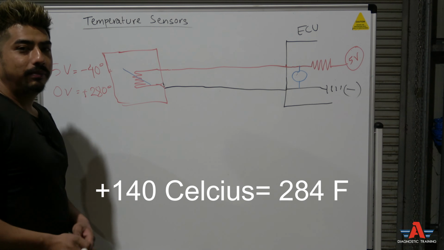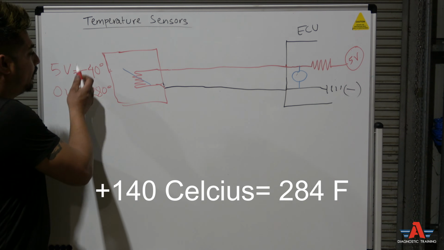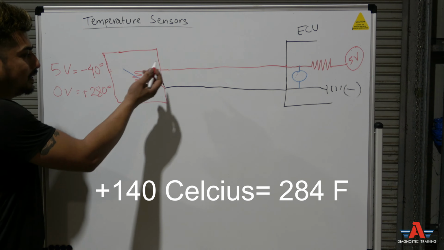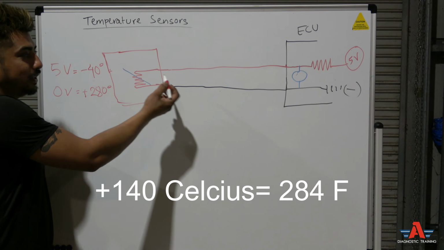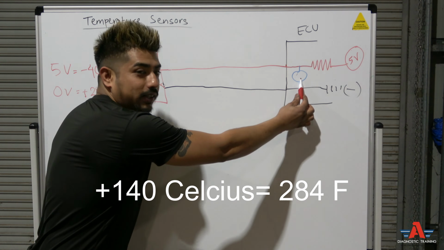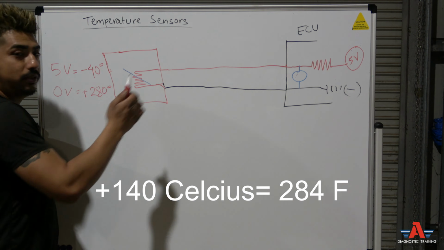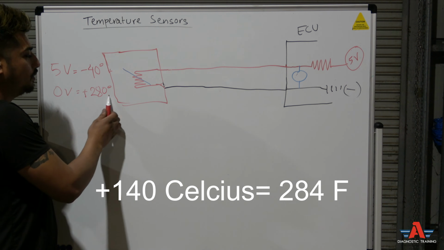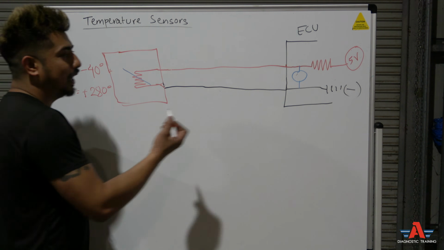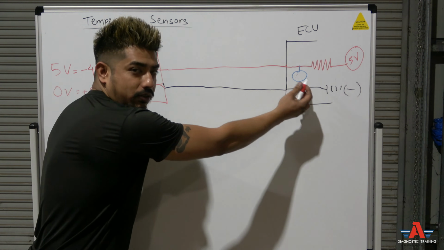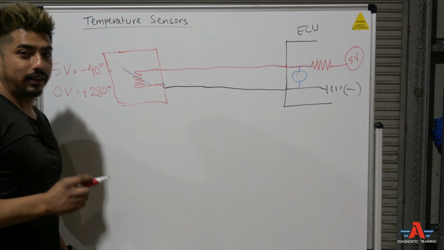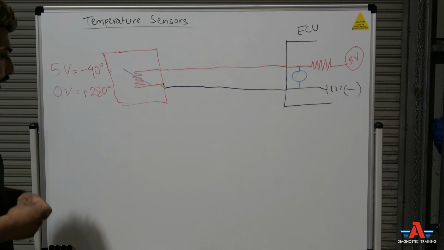And you look at the live data, and if you see minus 40 degrees, what does that mean? The computer is seeing 5 volts in the sensing circuit. If you see positive 280 degrees, that means the computer is seeing 0 volts in that sensing circuit. That's what it means, okay?